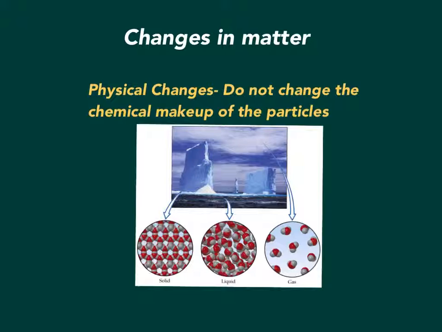One type is a physical change. In a physical change, you're changing maybe the arrangement of the particles or just the looks of the matter, but you're not changing the chemical makeup of it.